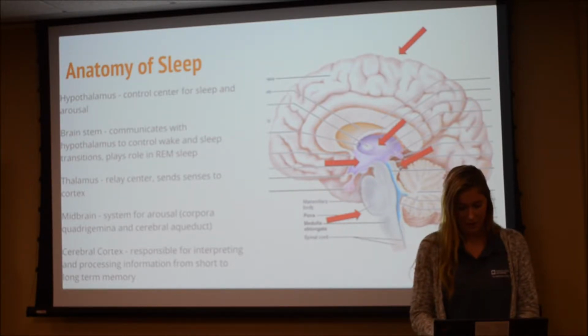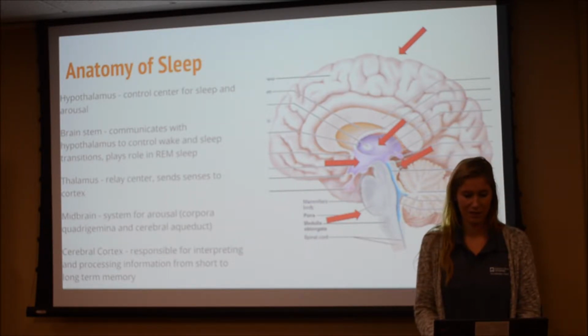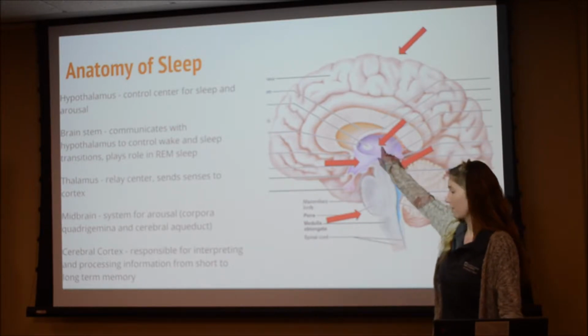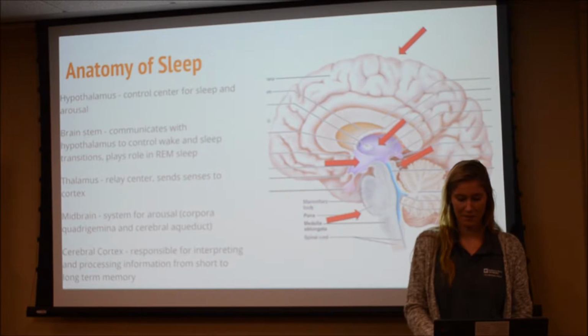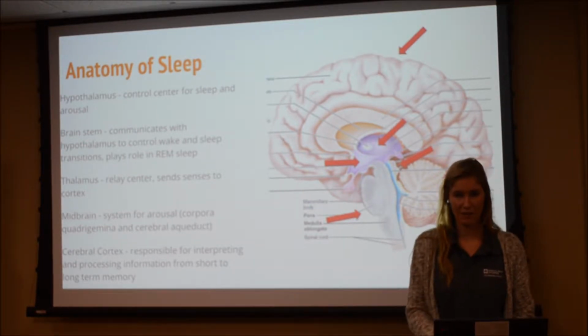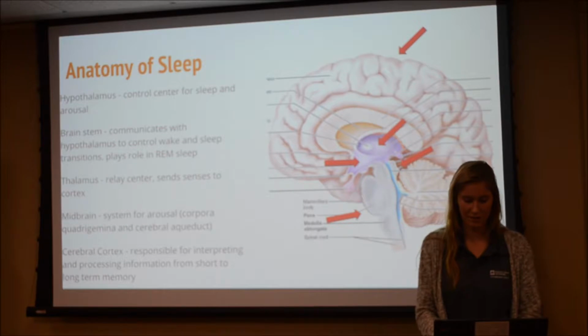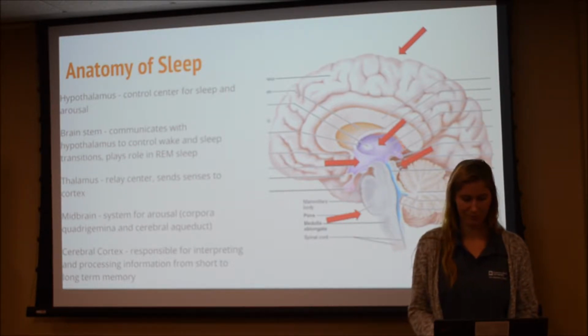And then the next is the thalamus, and this is the relay center, which sends signals to the cortex. The thalamus is right here. And during most stages of sleep, the thalamus becomes quiet and allows you to tune out everything going around you. But during REM, the thalamus is active and sends images, sounds, and sensations that actually happen in your dreams.